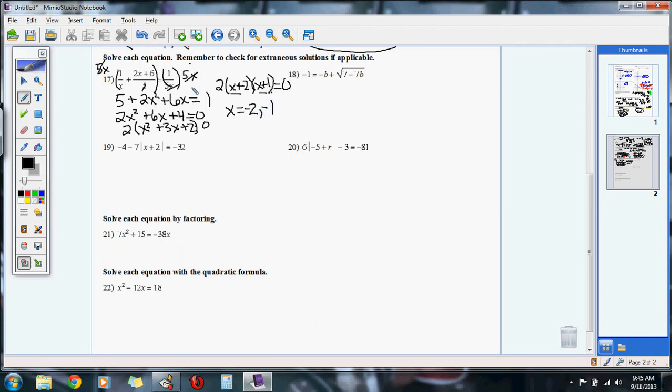You always want to check your values back in, especially when we get to these radicals and absolute values, but right now, the only answer we can't have over there is 0 because we had an x in the denominator, which would make it undefined. These are both good, so we can move on.